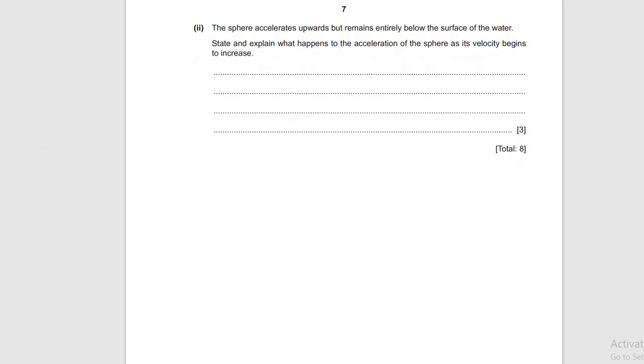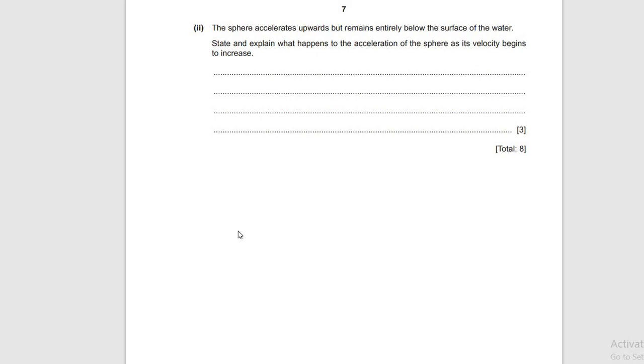The sphere accelerates upwards but remains entirely below the surface of the water. Like I said earlier, the sphere continued accelerating upward, but the sphere never exceeded the surface of the water. State and explain what happens to the acceleration of the sphere as its velocity begins to increase. It's a very good question.